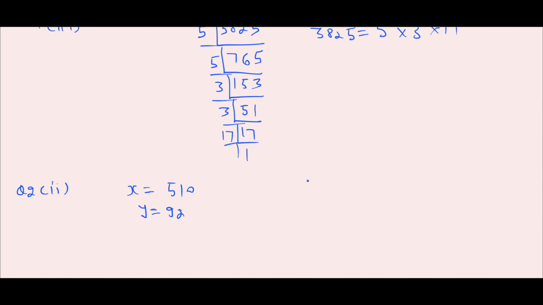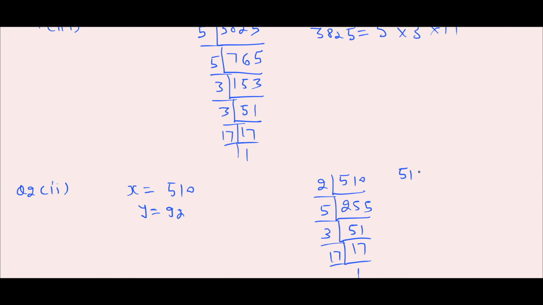So let us prime factorize 510. We can see this is an even number, so we can divide it by 2. 2 5s are 10. The units digit is 5, so we can divide it by 5. 5 5s are 25, 5 1s are 5. Now again 5 plus 1 is 6, and 6 is divisible by 3. So we can divide it by 3, 17 times, and 17 is a prime number, so 1. So the prime factorization of 510 is 2 into 5 into 3 into 17.